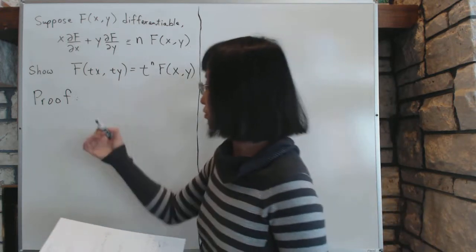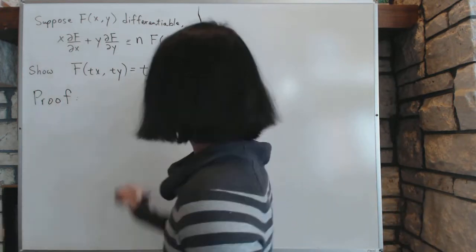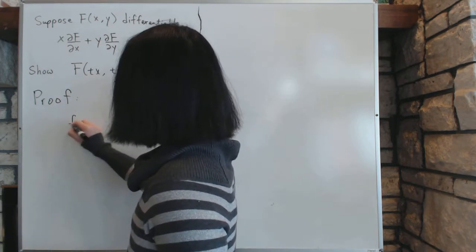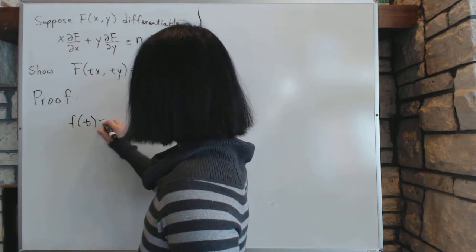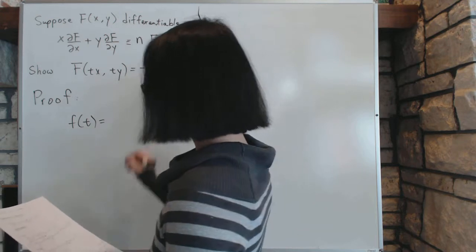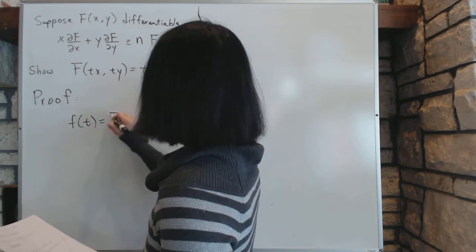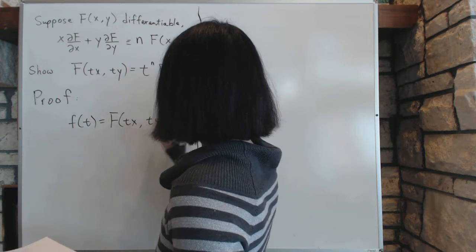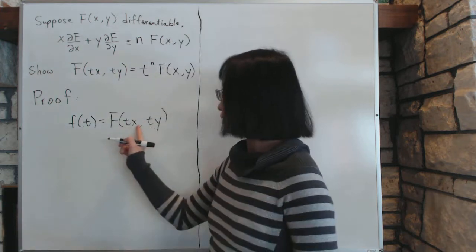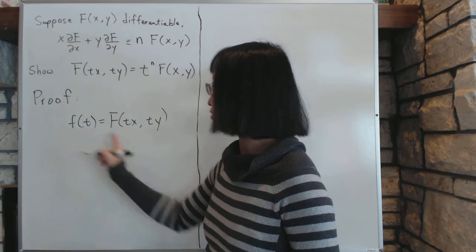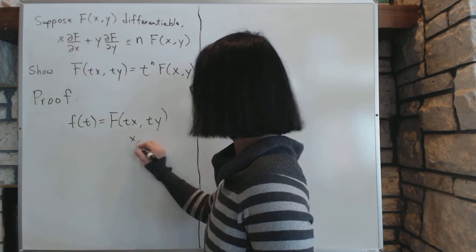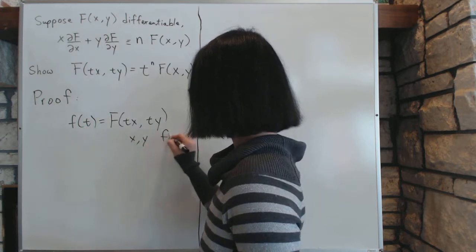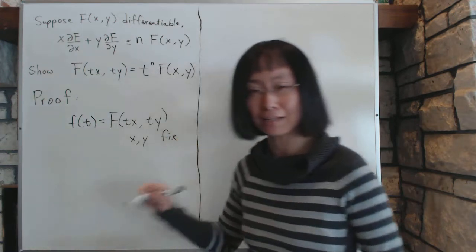Now, the proof goes like this. We're going to use a trick. We will define F(t) equal to f(tx,ty). At this point, you notice there are so many variables here. How come there's only one here? That's because we consider x, y fixed. That is, they are constants. x, y doesn't move.